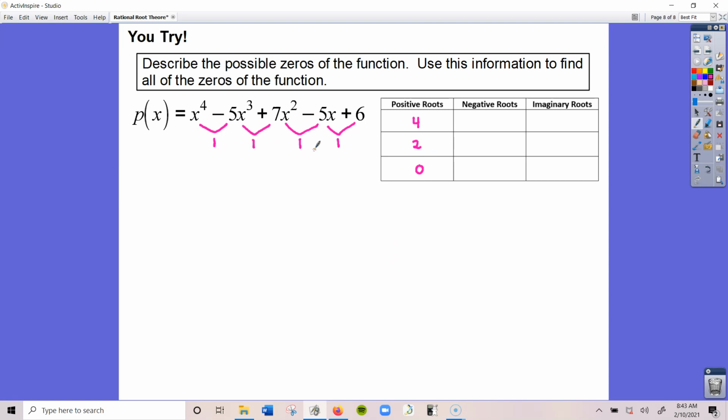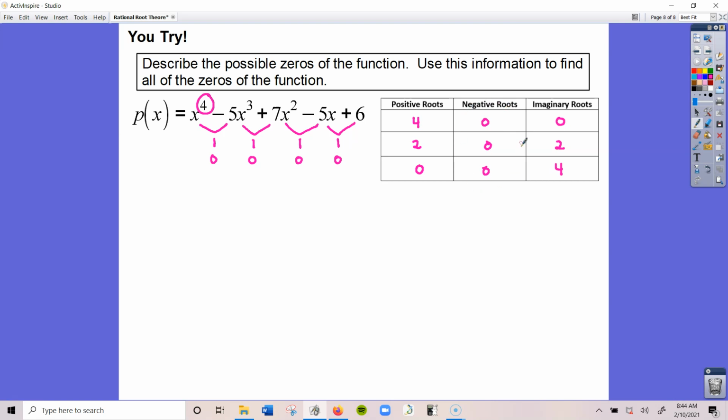If I switch all of these signs, as you can see, we would have no negative roots at all. So now remembering that we have 4 possible roots, if we have 4 positive roots, we're not going to have any room for imaginary roots. If we have 2 positive roots and no negative, remember it has to add up to 4, so we could have 2 imaginary roots. And if we have no positive and no negative, that means we would have 4 imaginary roots. So let's see which one of these scenarios it is.